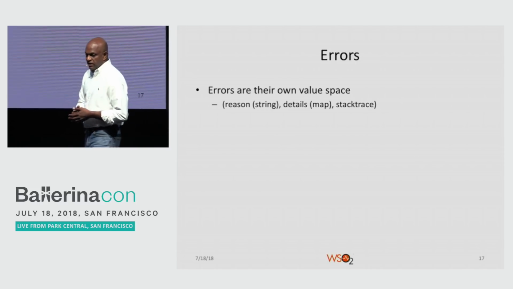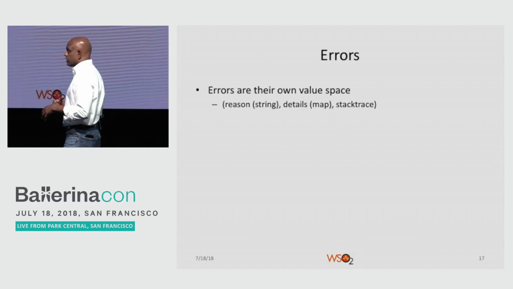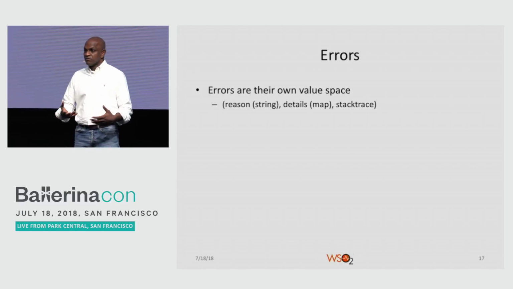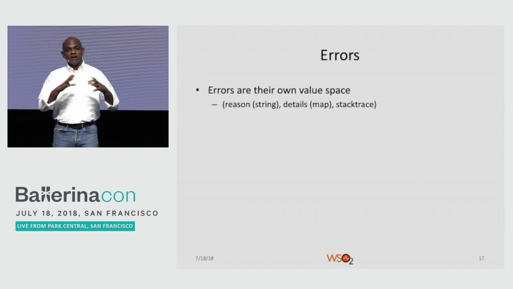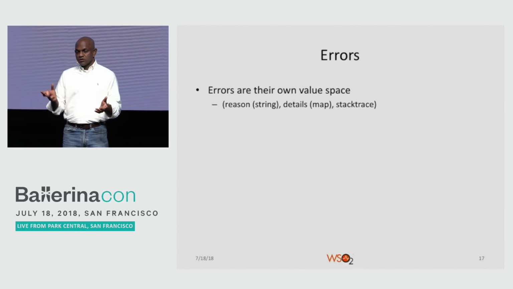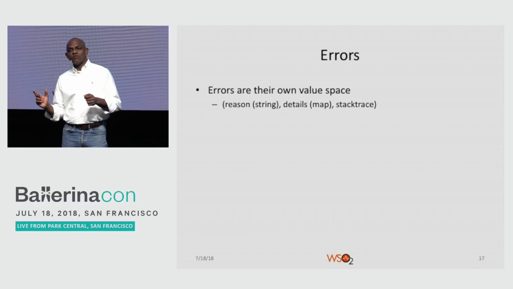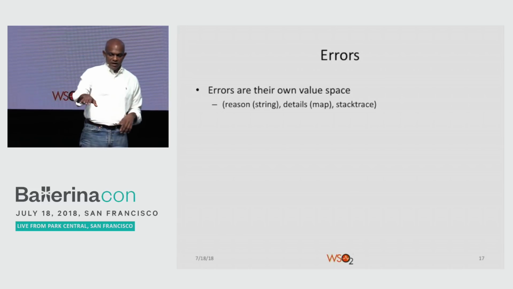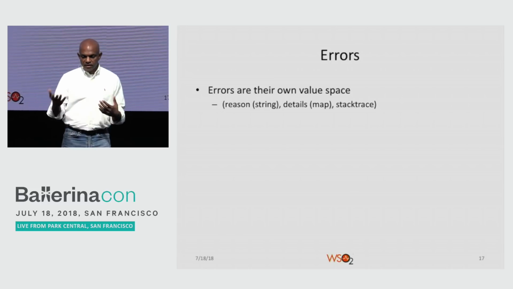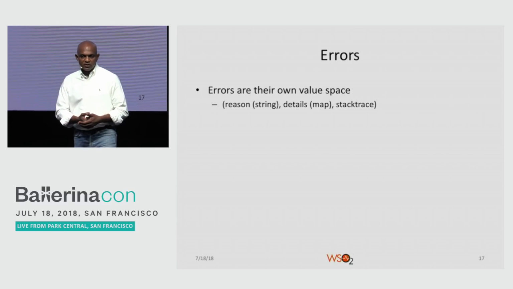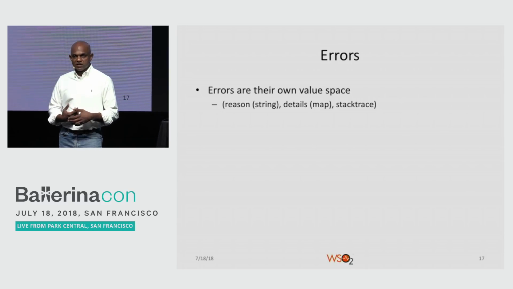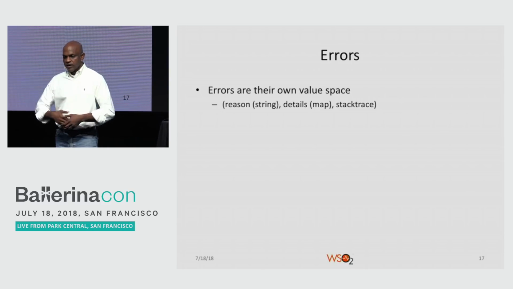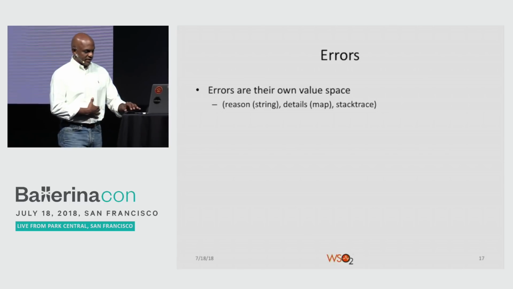I mentioned errors. Errors are a thing in their own space. There's a new value space for errors. So if you return an error value, you can never overlap that with a normal return value because it's an entirely different kind of value, right? And errors have a particular behavior, so they have a reason string, and some details. It's basically a tuple, so you can have a custom defined set of data as the map, and also a stack trace from where it was created.